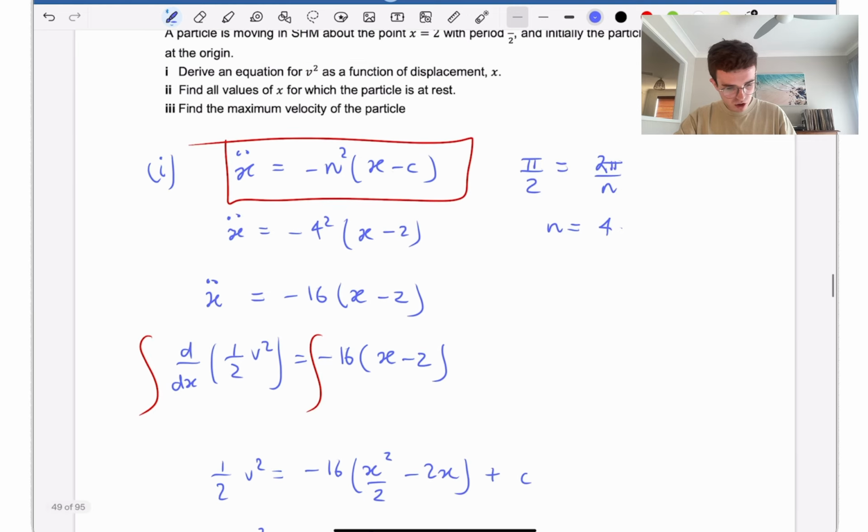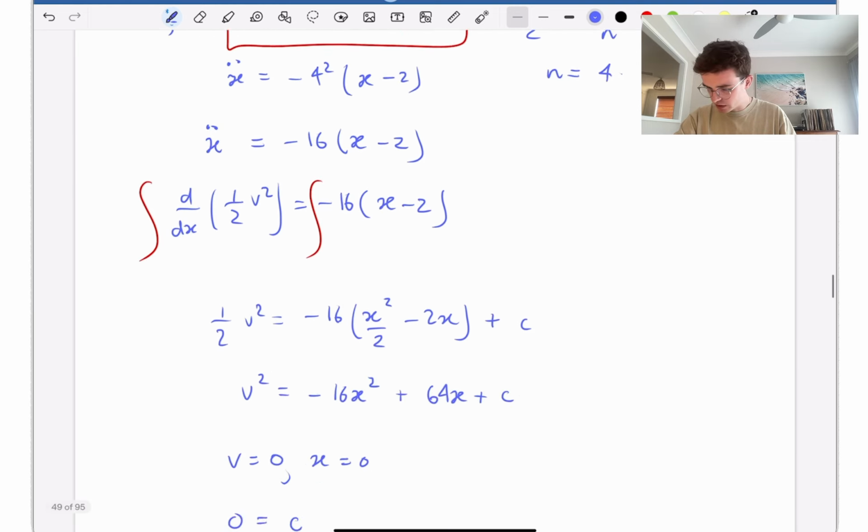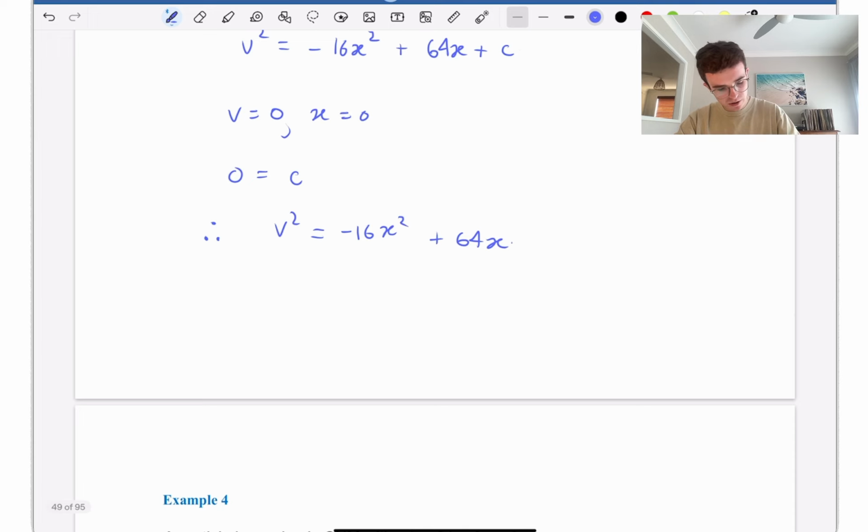Okay, part 2 says find the values for which the particle is at rest. That's just when velocity is 0. And if we solve that, we're just going to get x is 0 and 4.